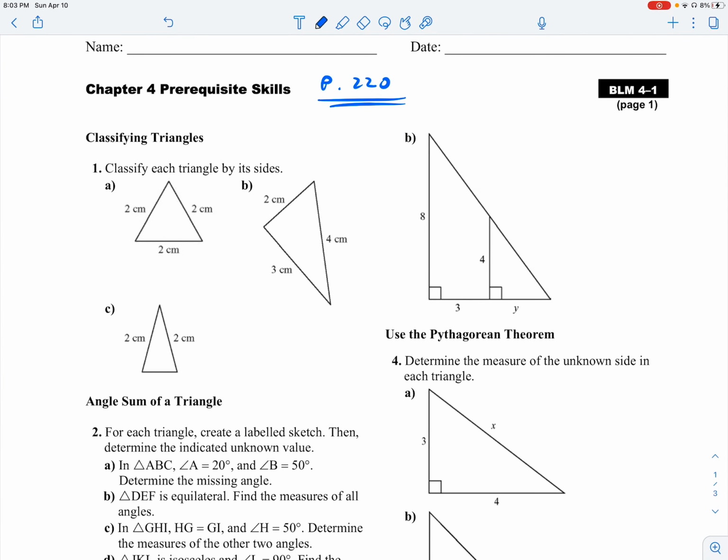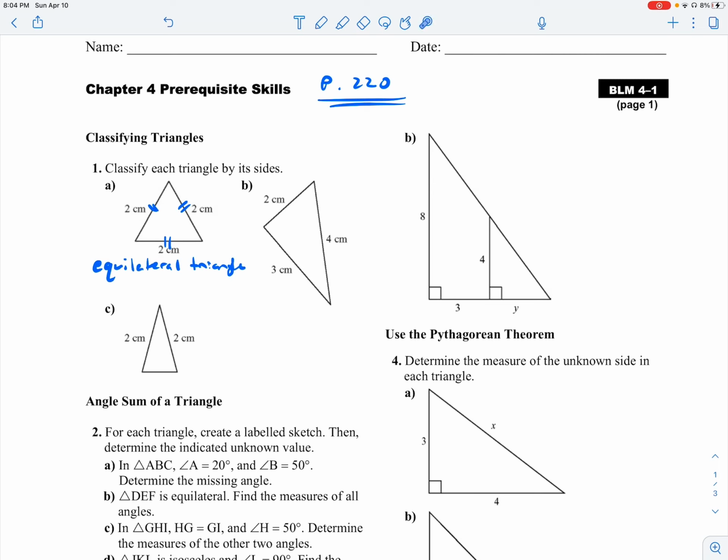Classify each triangle by its sides. All these side lengths are equal. That's what these symbols are used for, to show they're equal side lengths. It's called an equilateral triangle.